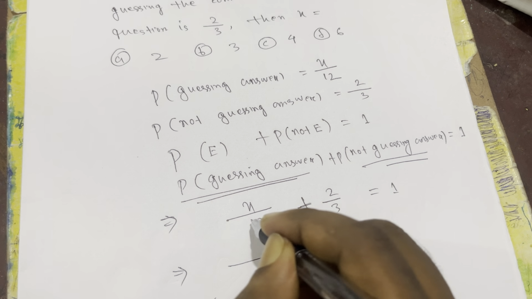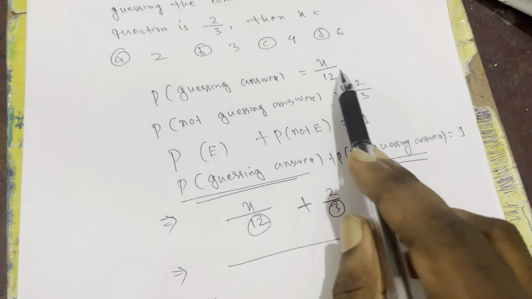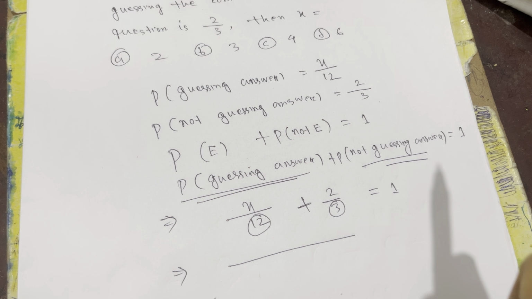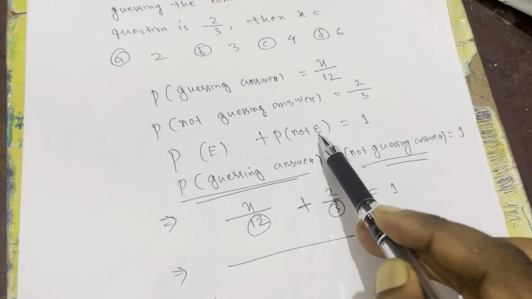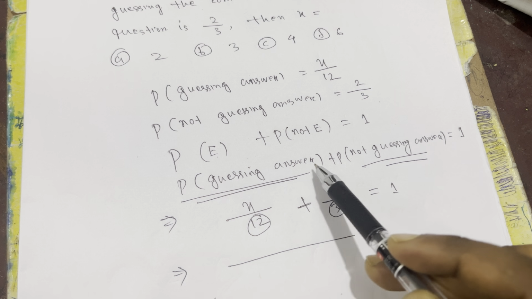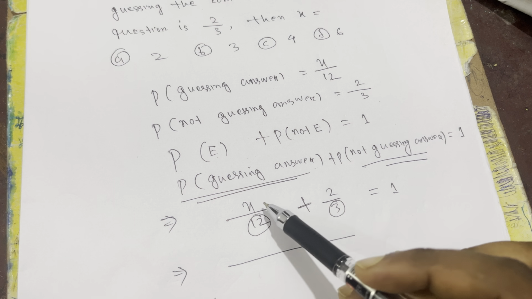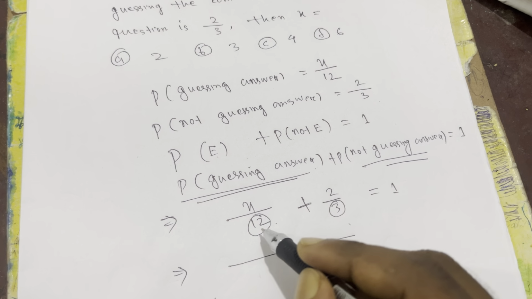You have to take the LCM of 12 and 3. This is very simple. I think you understand, na? Probability of guessing the answer is x by 12 and probability of not guessing the answer is 2 by 3. We need to find the value of x. Which formula will we use? We will use this formula: probability of yes plus probability of no is equal to 1. So probability of guessing the answer plus probability of not guessing the answer is equal to 1. Right? So x by 12 plus 2 by 3 is equal to 1. Now how will we find the value?